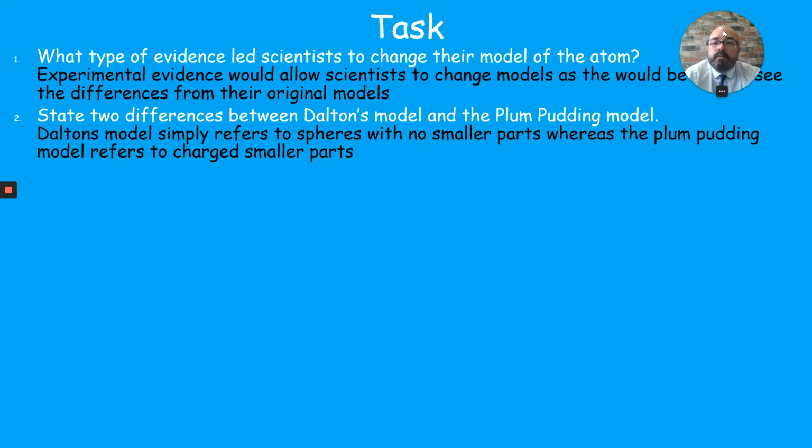Next one, state 2 differences between Dalton's model and the plum pudding. 2 key differences. Dalton just referred to spheres for each atom with no other parts to it, whereas the plum pudding model does talk about these negative charges put in the positive sphere.